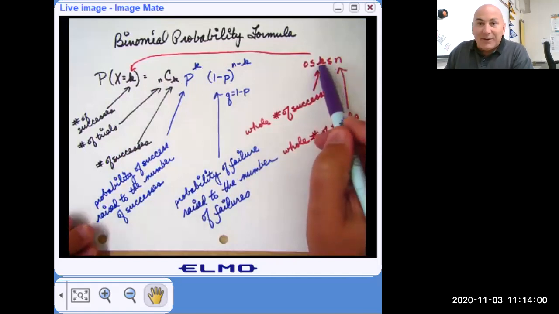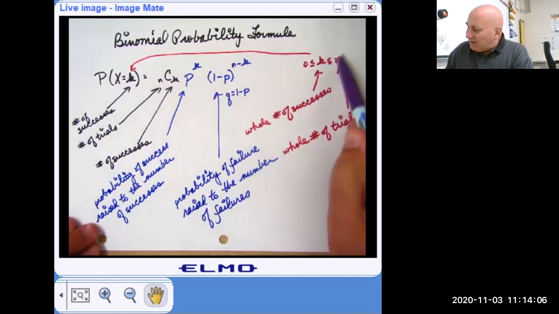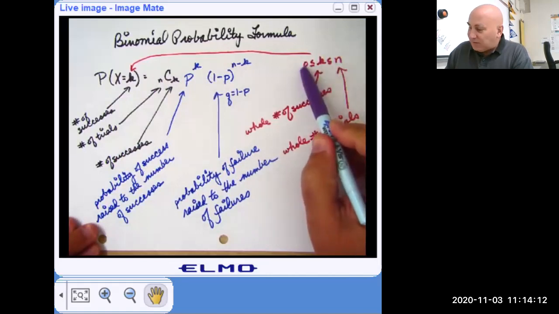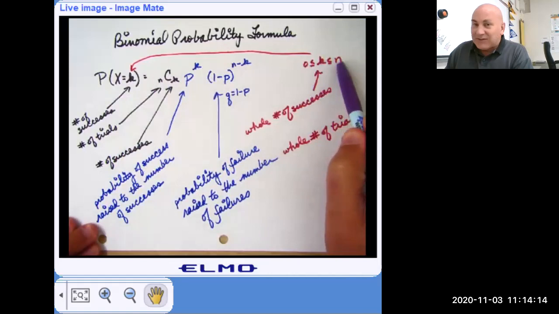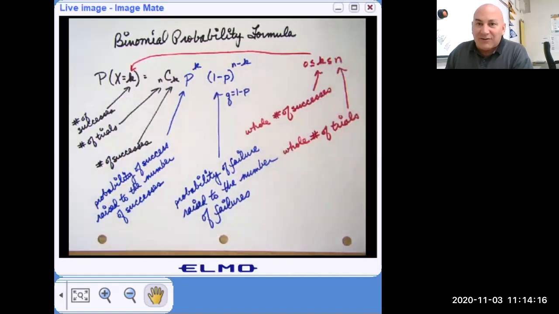Now, k must be a whole number because it's the number of successes. You can't get 2.5 successes. And it's got to be a number between 0 and n inclusive. You might get 0 successes, or all of your trials might be successes. So now you can pause, write that down.